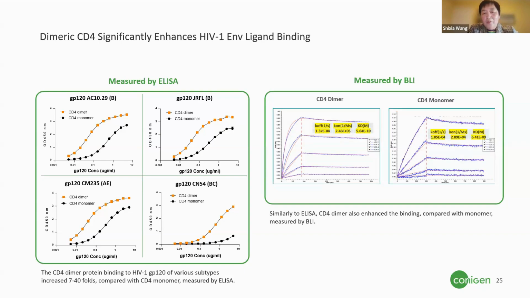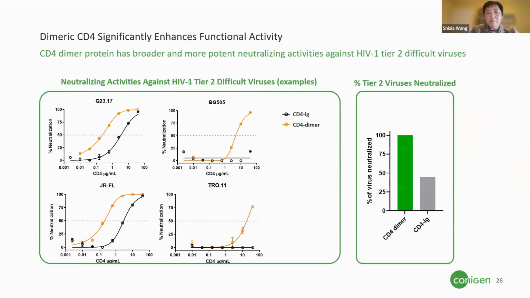We also tested the binding using label-free assays. This is an important application, using the dimeric protein on the chips to test the binding of the envelope proteins. The result was similar to the ELISA results: the dimer has enhanced binding to the envelope proteins compared to the monomer. So the binding shows good bioactivity, and more importantly, we wanted to see the functional activity of the CD4 dimer.